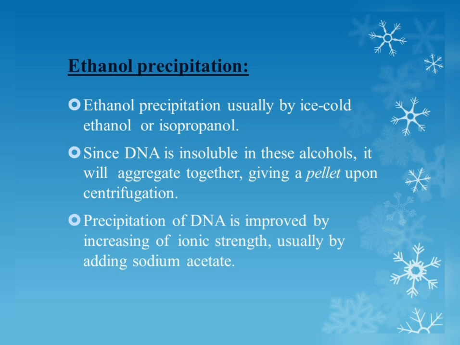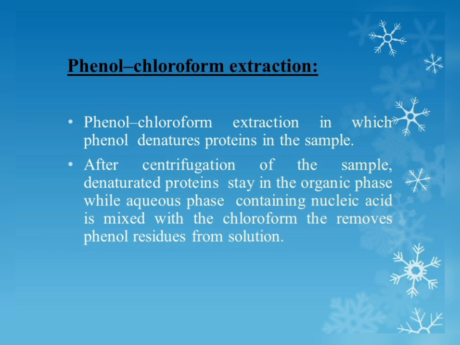The ethanol precipitation is usually done by ice-cold ethanol or isopropanol. Since DNA is insoluble in this alcohol, it will aggregate together, giving a pellet upon centrifugation. Precipitation of DNA is improved by increasing the ionic strength, usually by adding sodium acetate. Next, the second step, phenol chloroform extraction.